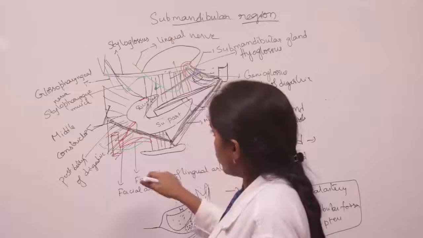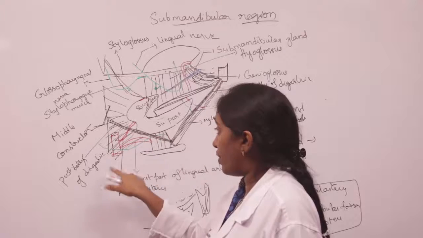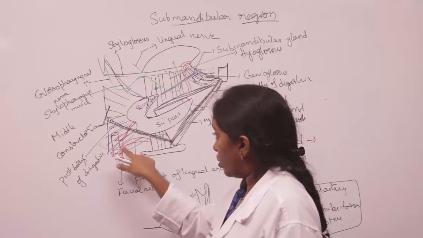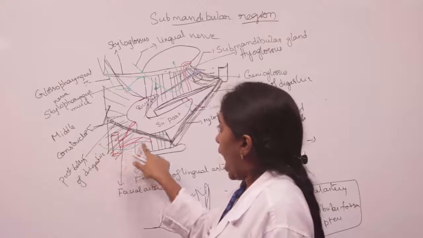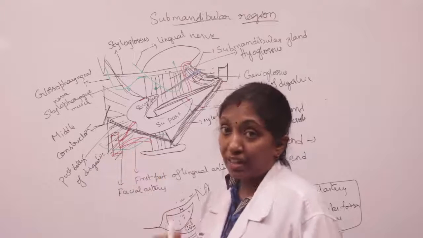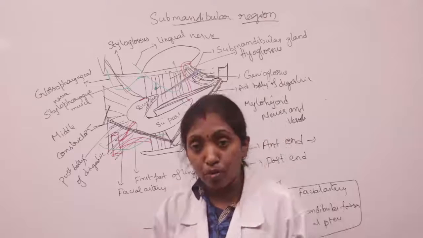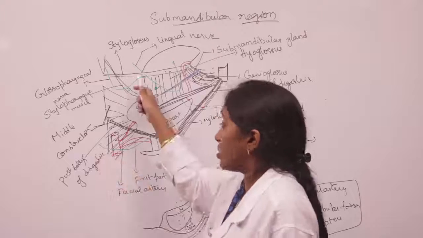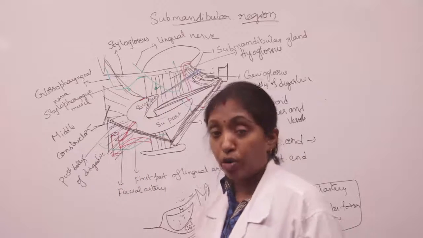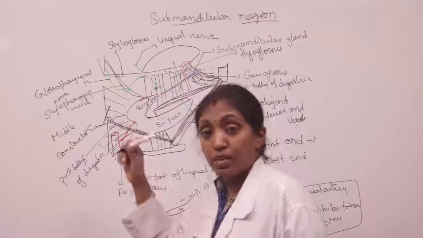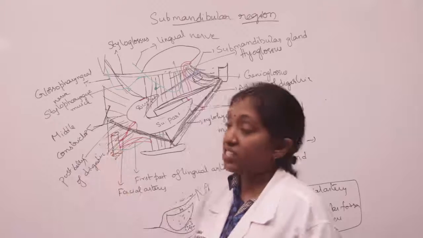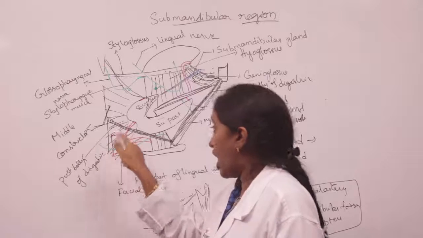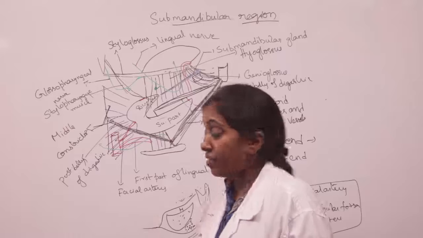It is also related to the facial artery and also the lingual artery. It is also related to the hypoglossal nerve here. So these are the structures which are related to the posterior part of the medial surface. So the medial surface is related to styloglossus, stylopharyngeus and also hypoglossal nerve, middle constrictor of pharynx, posterior belly of digastric. It is also related to the facial artery and first part of the lingual artery.